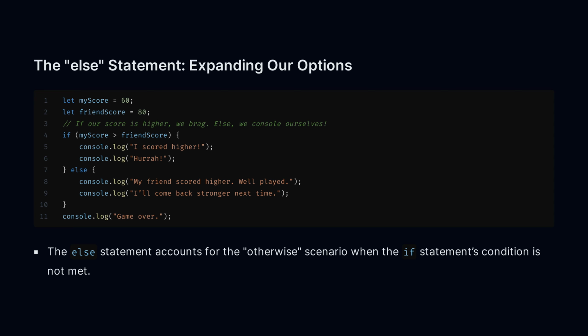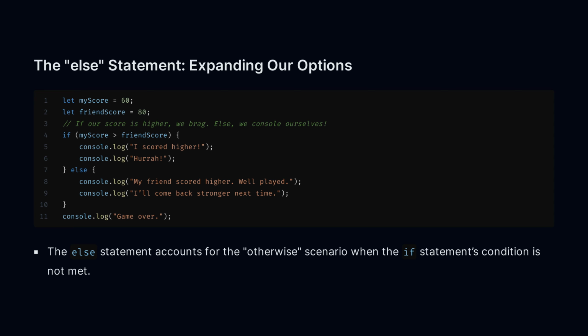Take a look at the JavaScript code on the slide. Here we've established a condition where if my score is higher than friend's score, we cheer ourselves with a victory message. However, if this condition isn't met, the program will move on to the else statement and console us with a motivational message. Just as in real life, where we often have to plan for all eventualities, defining an else statement gives our code a backup plan.